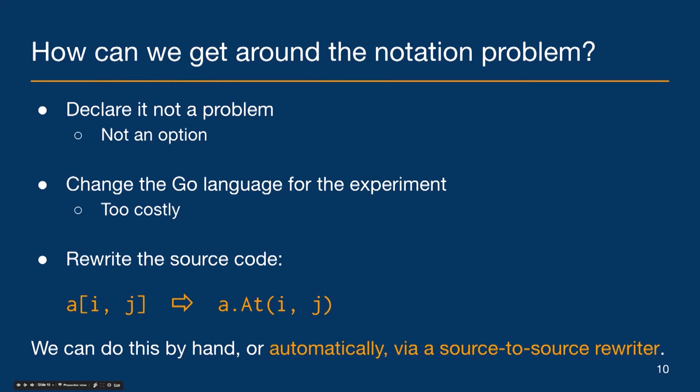Or, and that's a third, much more viable option, we could actually rewrite the code. Whenever we see what we would like to write, a[i, j], we rewrite it into a method call a.At(i, j). And we can do this by hand, but that's going to get old pretty quickly. Or we can do it automatically, like with a rewriter.